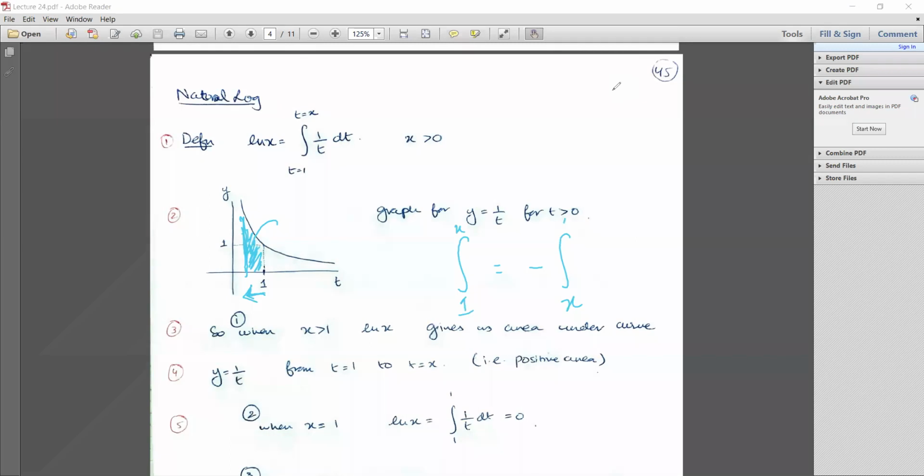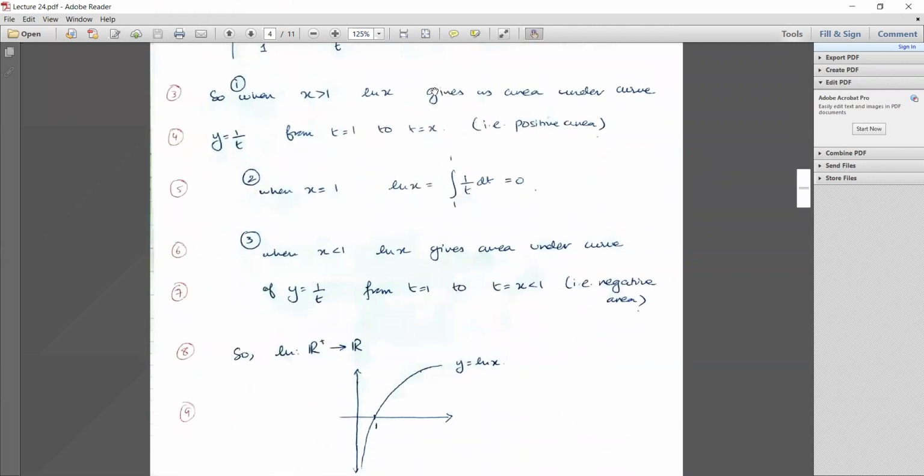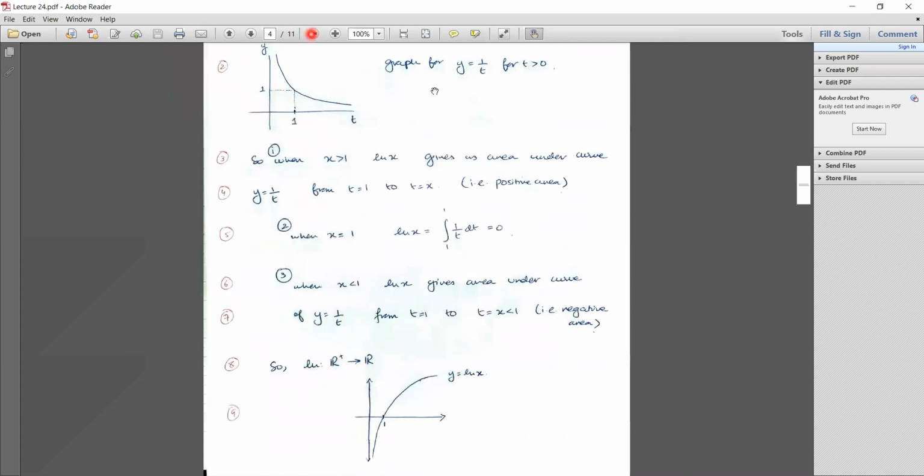All right, so the graph of the natural log looks something like this, and it corresponds to that graph that we have above. So when x is equal to 1, the natural log of x is 0. When x is greater than 1, the natural log is positive. When x is less than 1, and x still has to be positive, that's the domain of my function, my natural log is negative.